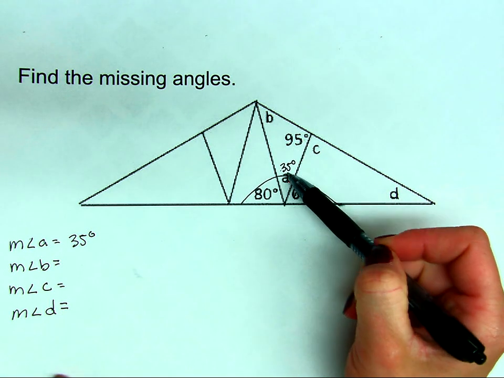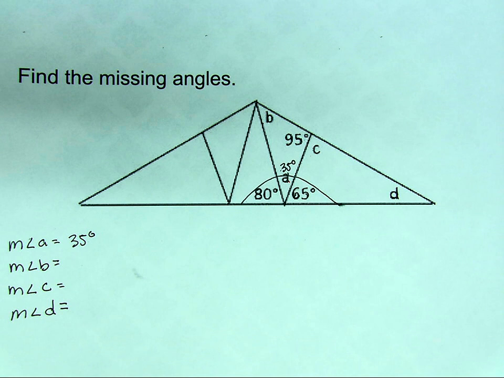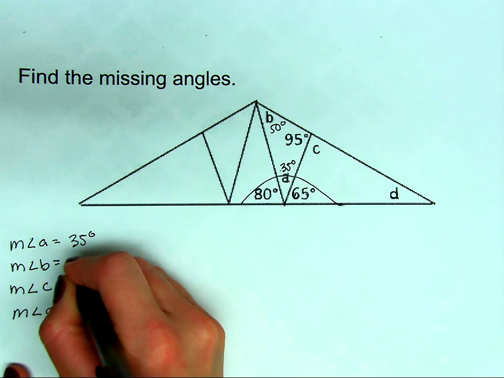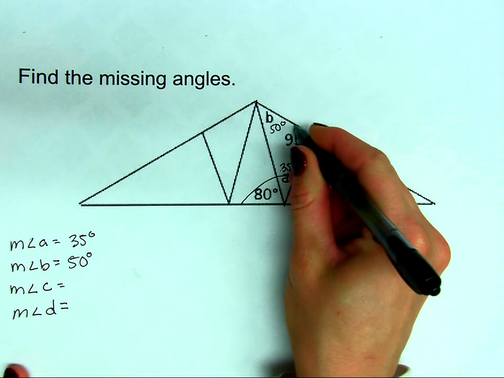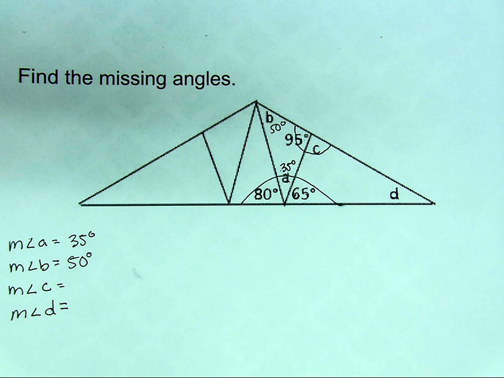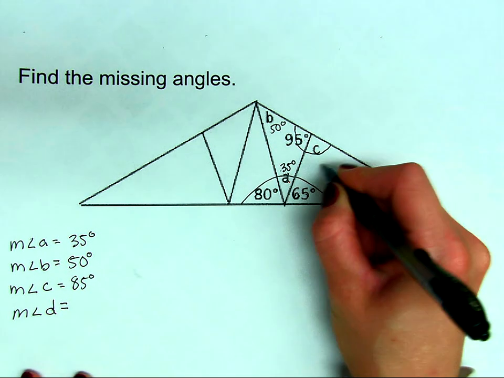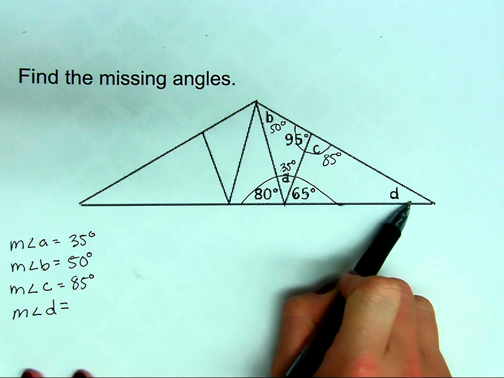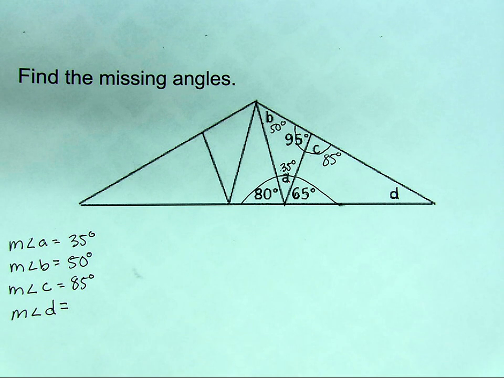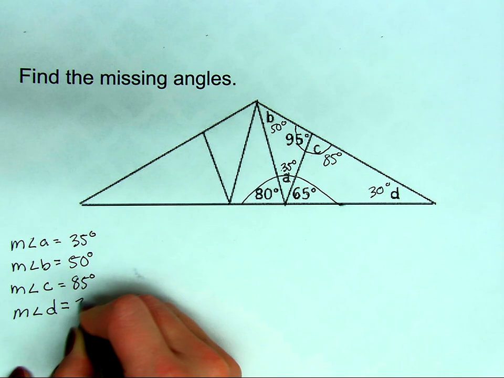Now that I know these two, I can find my third angle. So 180 minus 35 and subtract that 95. Angle B is going to be 50 degrees. Angle C and 95 make 180 degrees, so subtract your 95 from 180, you're going to get 85 degrees. And now I can find D, because I know the other two angles in that triangle. So 180 subtract 65 and subtract that 85 makes D 30 degrees.